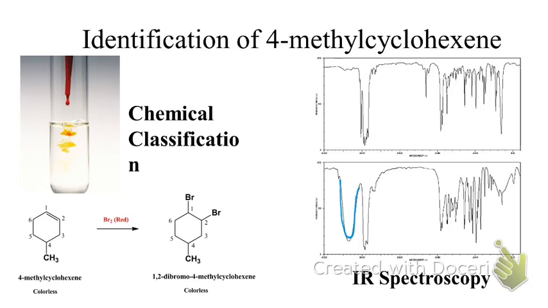The last classification test we're going to do is an addition reaction, which you learned in Chapter 5. We're going to add bromine to your product. Bromine reacts with double bonds. Once the bromine reacts, it's no longer present. We no longer have that red color.